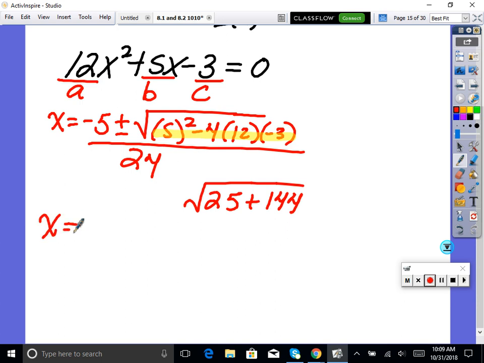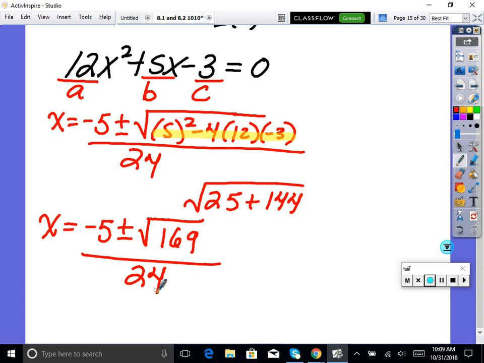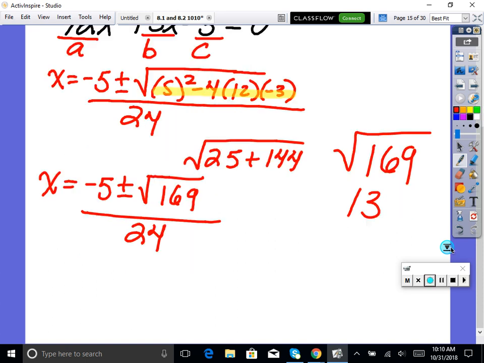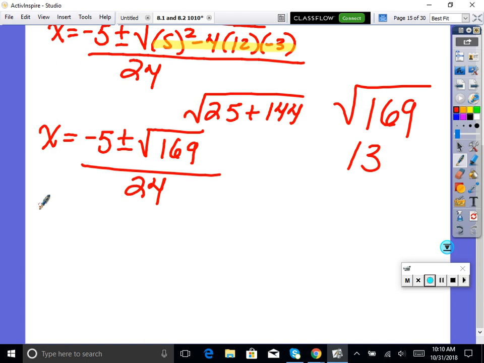You have x is equal to -5 plus or minus the square root of 169, right? All over 24. Now everyone listen, the next step is to go off to the side and say, by hand I'm going to simplify the square root of 169. And it comes out a whole number, which is 13. So we have x is equal to -5 plus or minus 13 over 24.